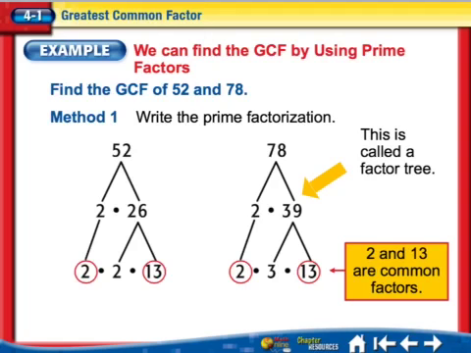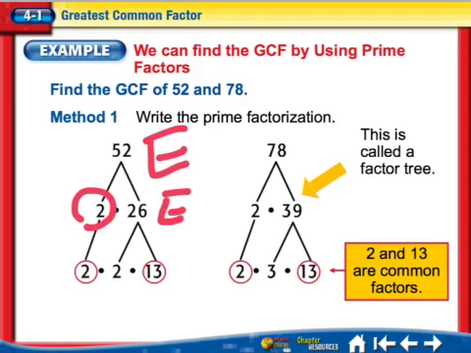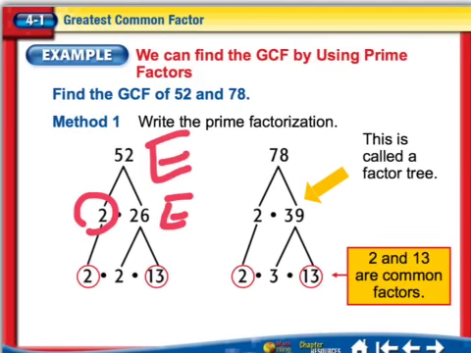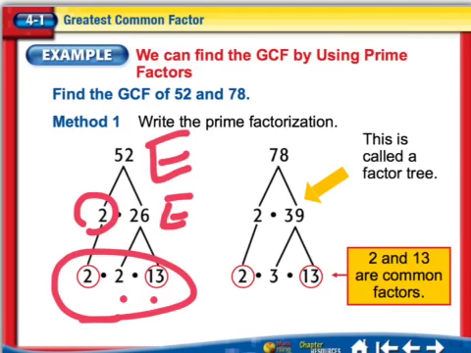You'll notice that 52, which we know is even, is going to be divisible by 2. 2 times 26. 2 is prime, so we can leave it. 26 is not, so we also know it's even, which tells us it's got to be divisible by 2. So now we've got 2 times 13 gives us 26. So the prime factors for 52 are 2 times 2 times 13. These are the prime factors of 52.